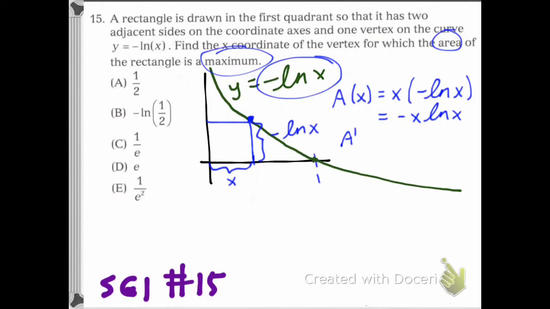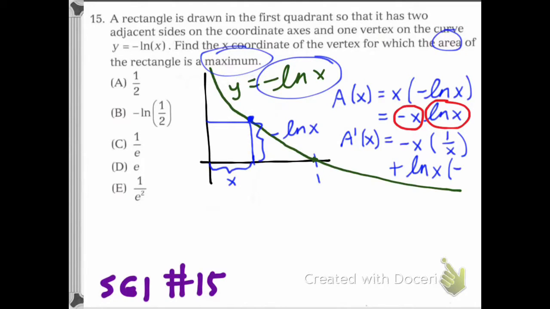So A prime of x is equal to, let's see, we have the product of two functions. One function is the negative x, and the other function is ln of x. And if we want to take the derivative of the product, we take the first, multiply that by the derivative of the second. Now the derivative of ln of x is 1 over x, plus the second function, ln x, multiplied by the derivative of the first function, and the derivative of negative x is negative 1.